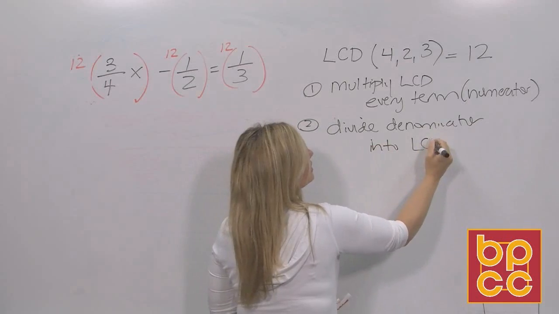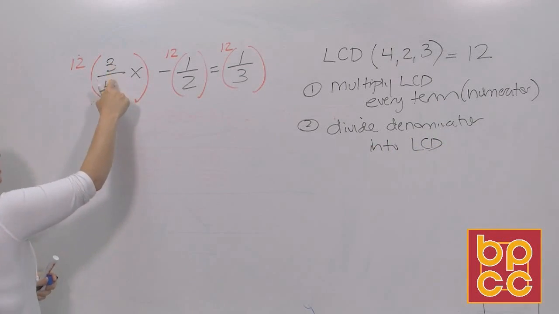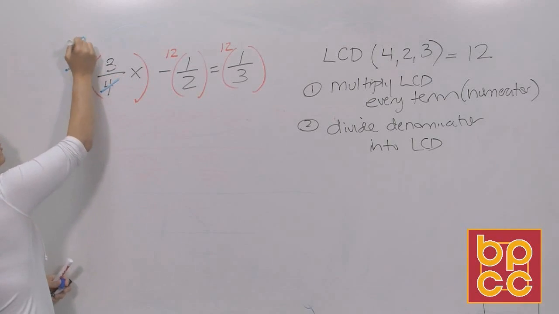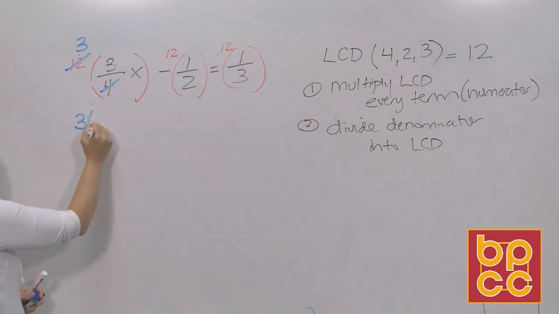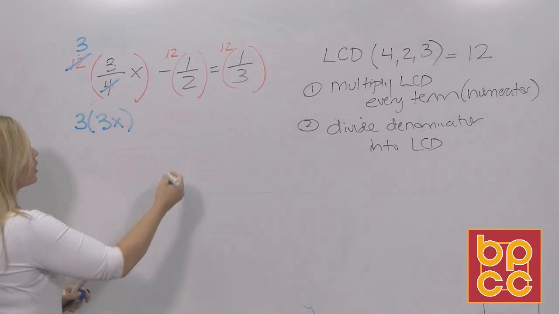into that LCD. So we're going to say, okay, look at this. 3 doesn't divide by 4, that's why we had a fraction. But 4 can go into 12 3 times. So now we have 3 times 3x. No more fraction. And we're going to do it here.